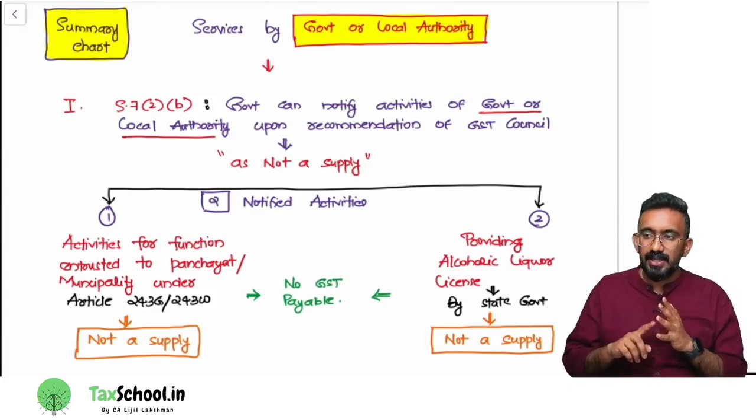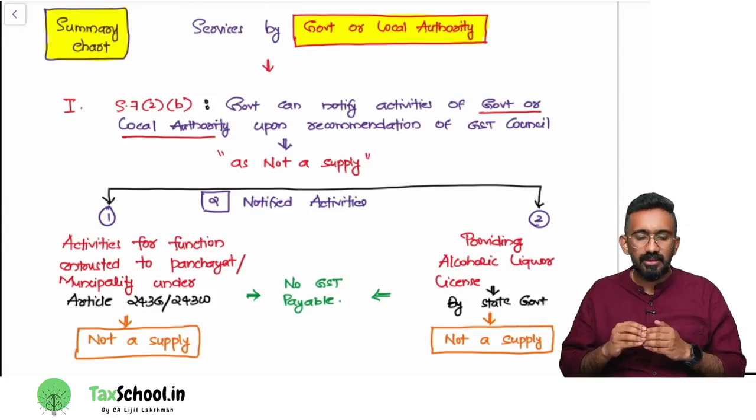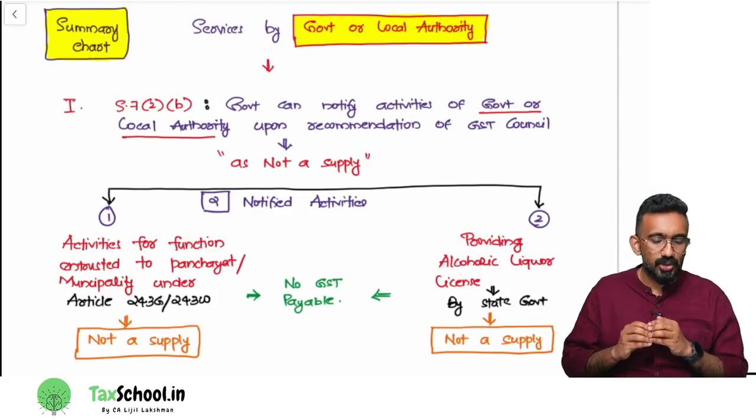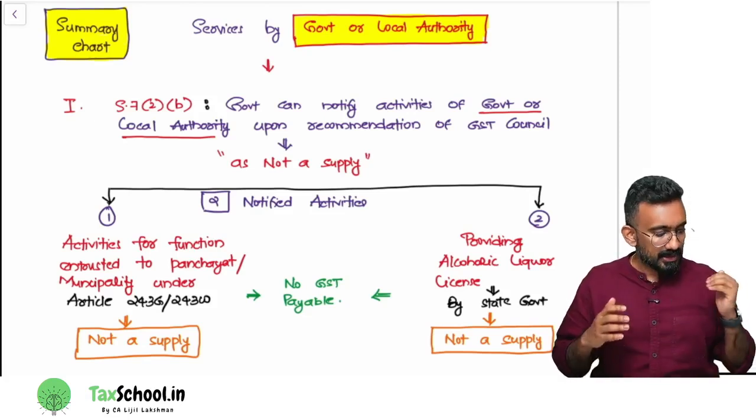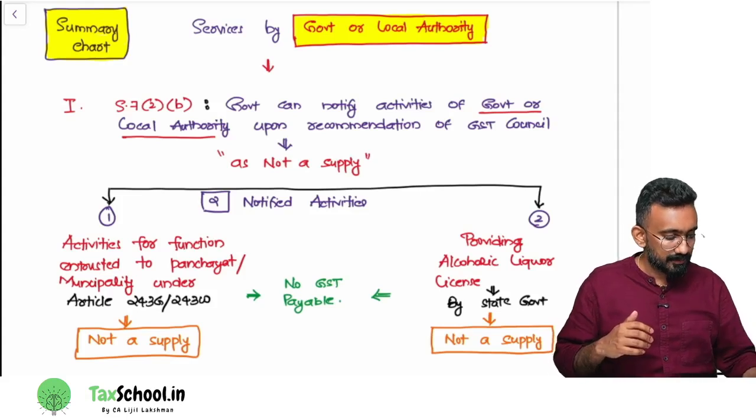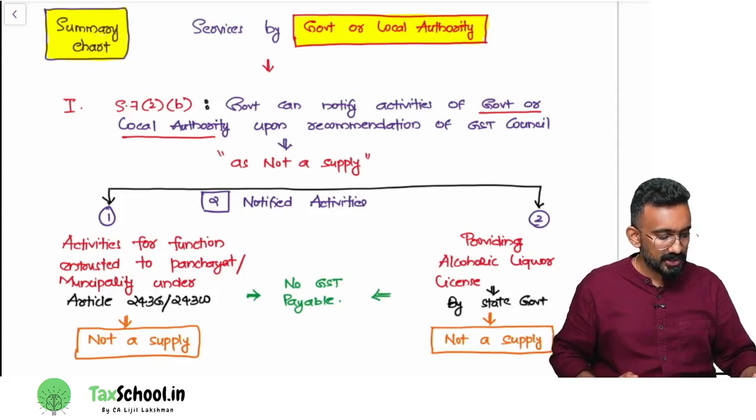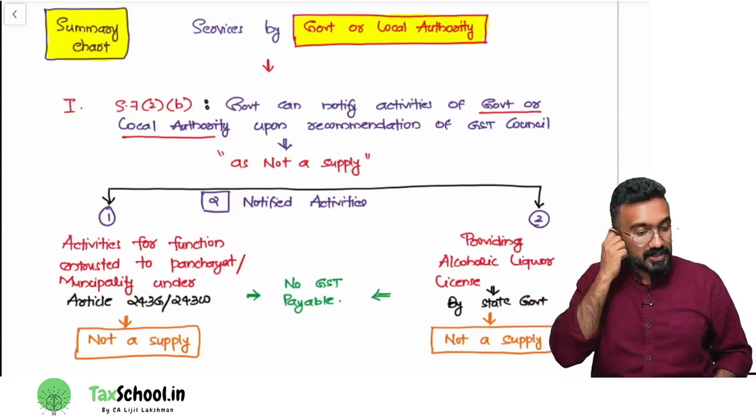One is Panchayat and municipalities' functions under Article 243G, 243W. Article 243G and 243W in the Constitution talk about a bunch of activities where Panchayat and municipality have the power. Anything that is done by Panchayat and municipality under this power is considered not a supply. Then one more activity of government notified as not a supply is giving alcoholic liquor license.